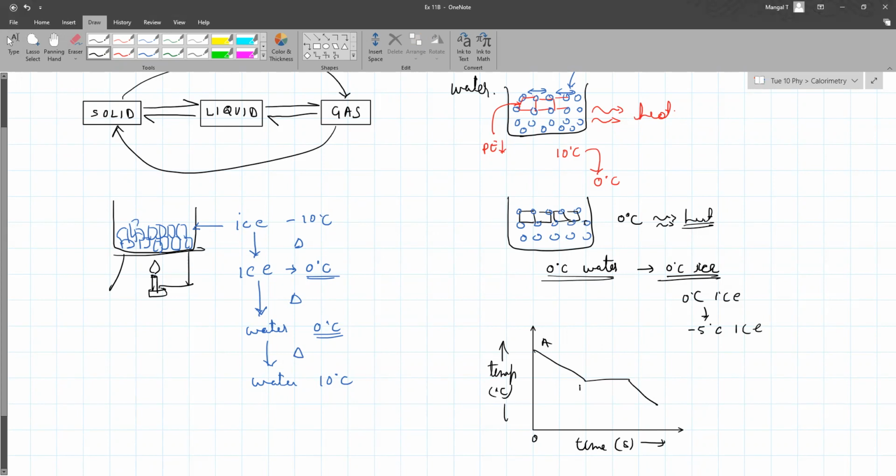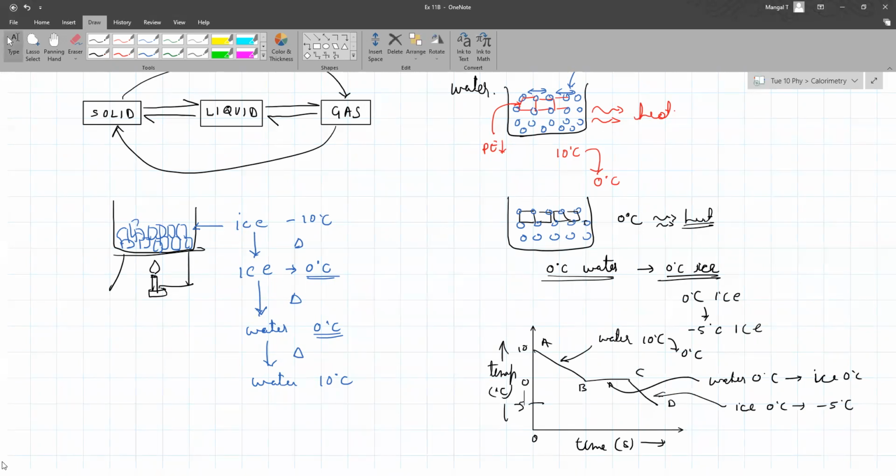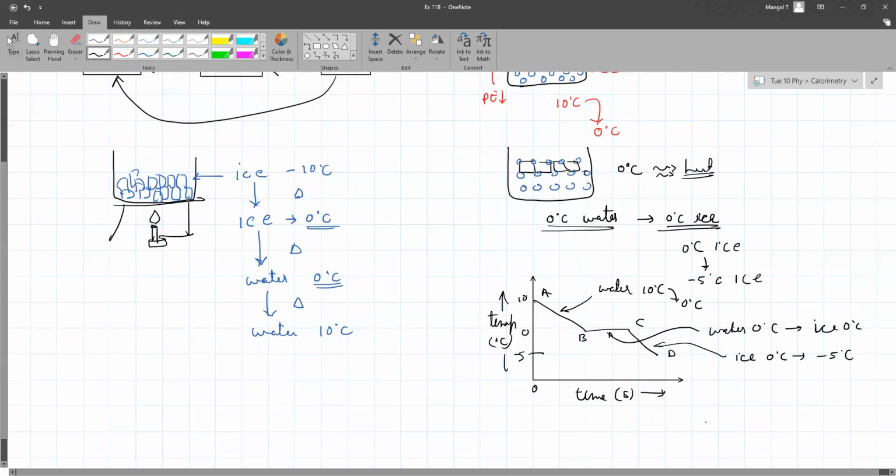Here you have A, B, C, and D. So what does AB indicate? AB indicates the temperature of water going down from 10°C to 0°C. What does BC indicate? BC indicates water which was at 0° changing into ice at 0°C. What does CD indicate? It indicates ice which is at 0° going to, say, -5°C. So students, this is what is called a cooling curve.